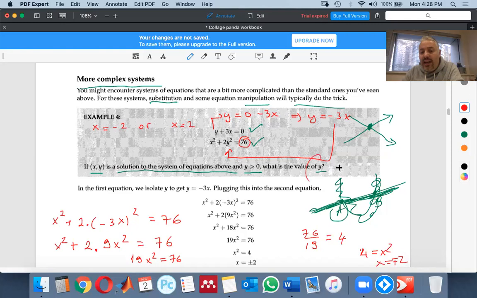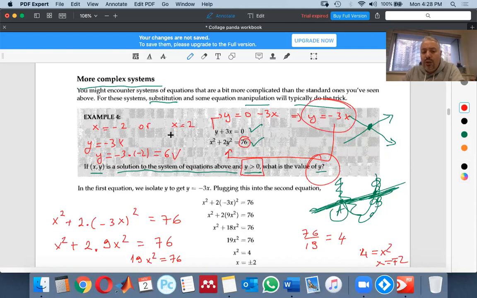My question is find y. So to find y, just put it here. What was y? Y is negative 3x. So y equals negative 3 times negative 2, which is positive 6. Is this a solution? Let's check. Y is greater than 0. Yes, this is a solution.